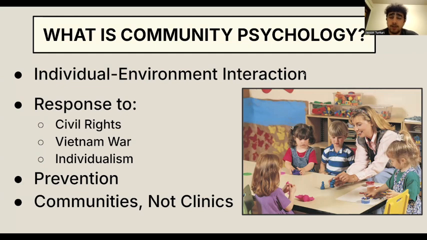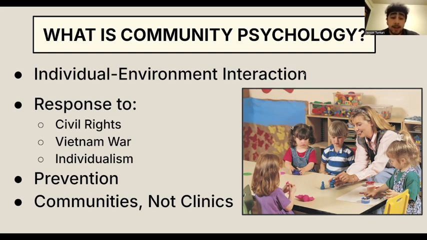Community psychology really got its start in the 1960s. This was a time when there was growing dissatisfaction with psychology's heavy focus on individualism. Big societal events like the Civil Rights Movement and the Vietnam War made psychologists realize that many problems weren't just individual, but actually systemic. And so, with this in mind, they wanted to prevent the problems before they even started, not just treat them once things went wrong.